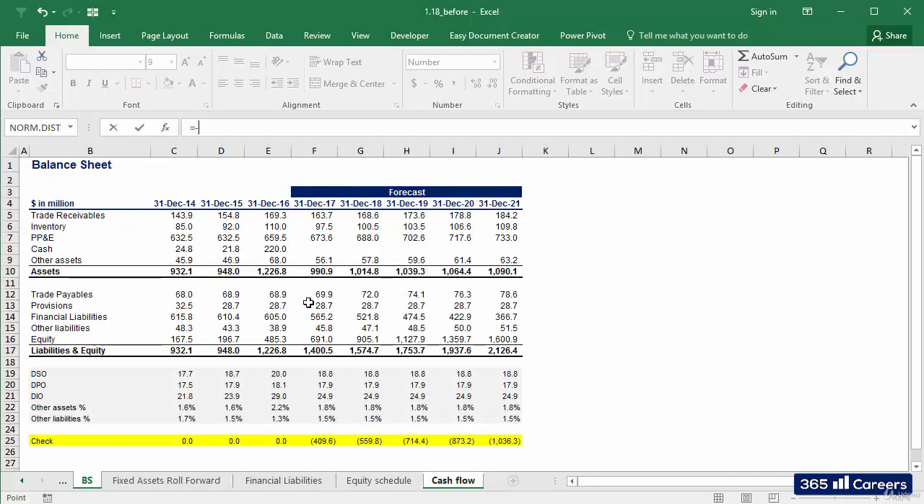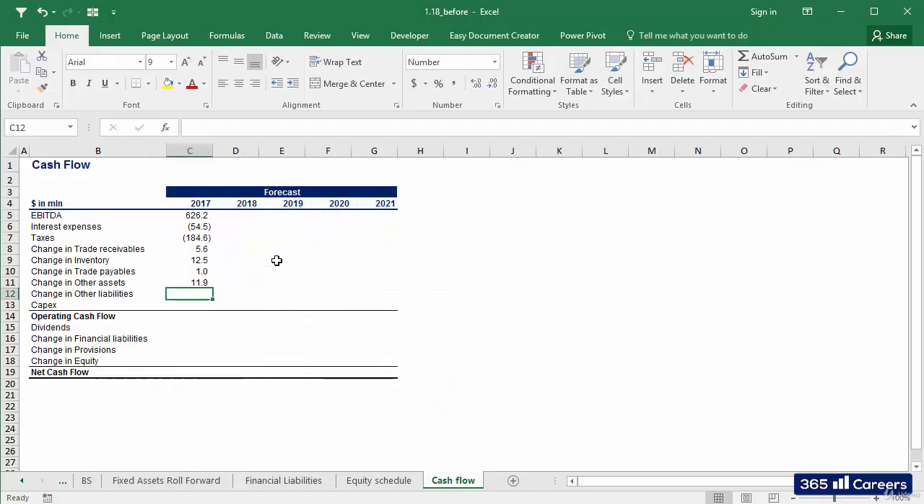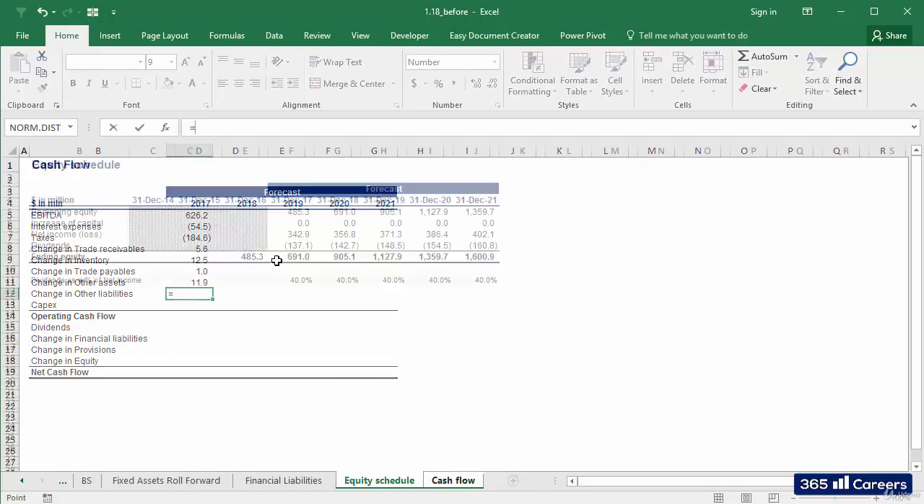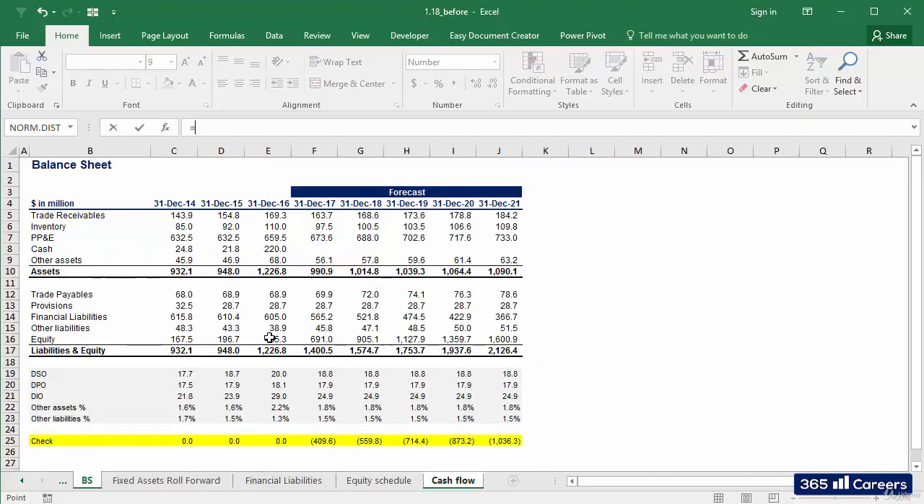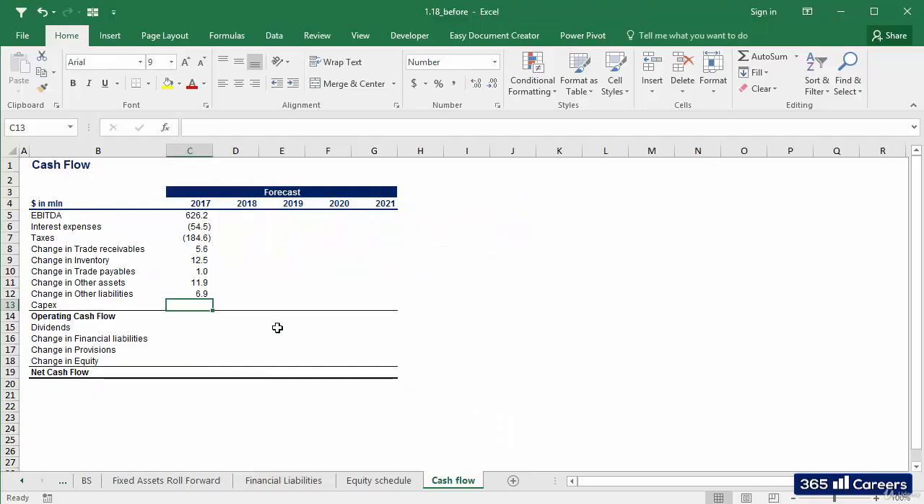We'll respect the same logic as above. The other assets movement has a minus sign in front of it, given we are talking about an asset. The calculation of other liabilities would not have a minus sign in front. Every time we approach the movement of a balance sheet item in our cash flow, we need to think whether it is an asset or a liability.